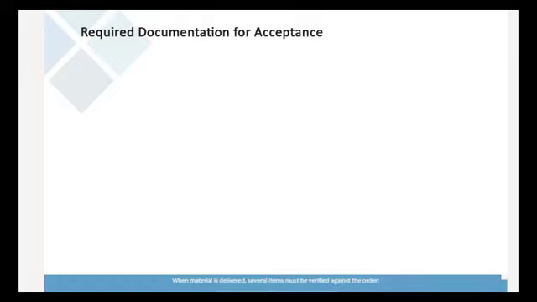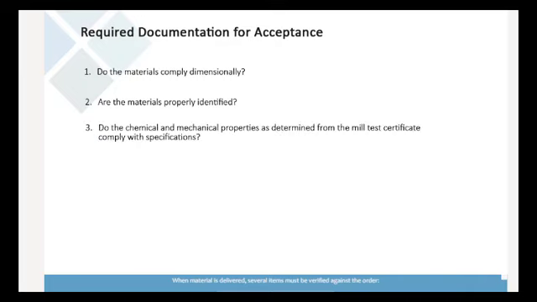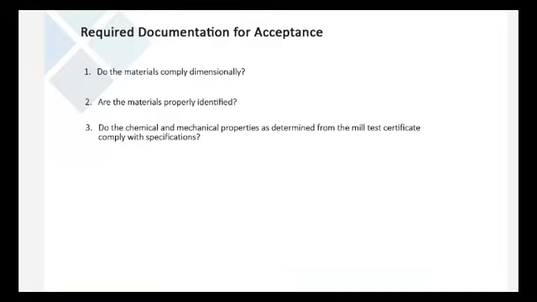When material is delivered, several items must be verified against the order. Do the materials comply dimensionally? Are the materials properly identified? Do the chemical and mechanical properties as determined from the mill test certificate comply with specifications? Additional tests may be required if the inspector doubts the documentation or if the documentation or material identification is incomplete.